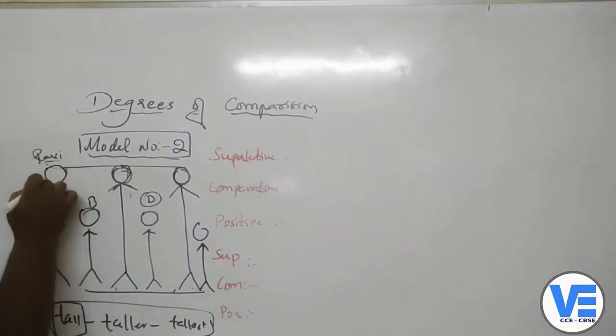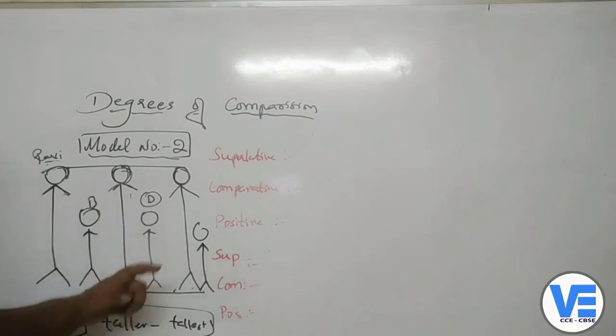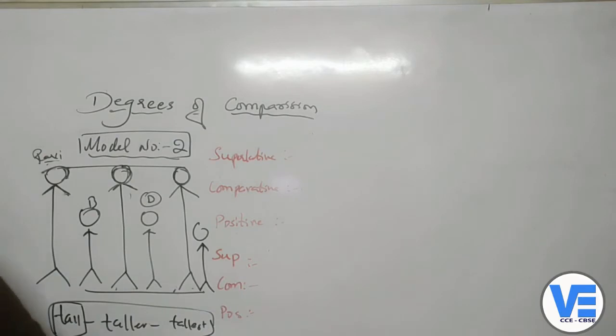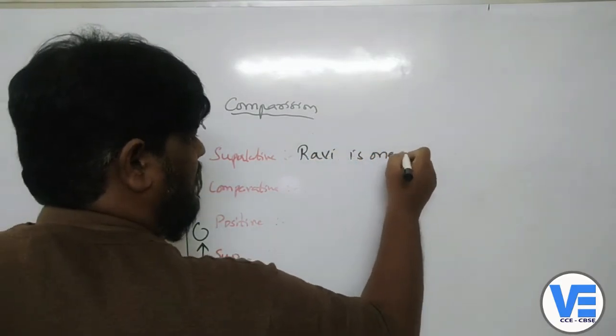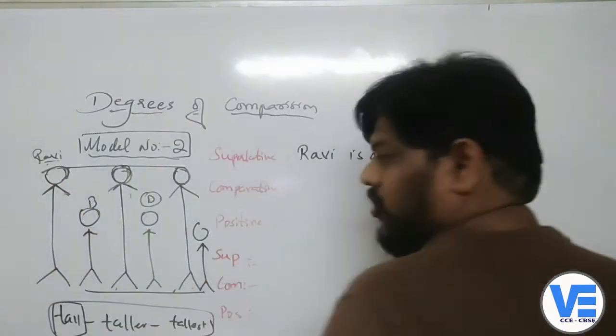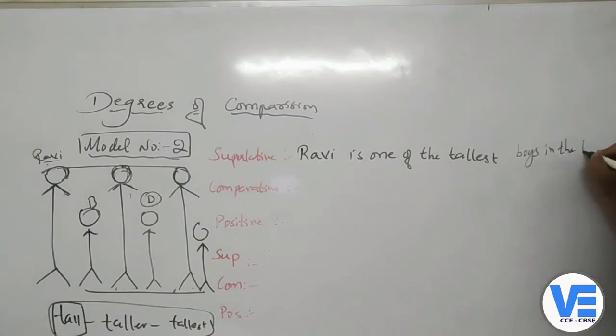Now, if I have to compare Ravi with the other boys in the class, how will I compare? I cannot write that Ravi is the tallest boy in the class. So how will I write? Just look here. Can I write like this? Ravi is one of the tallest boys in the class. Can I write the statement like this?